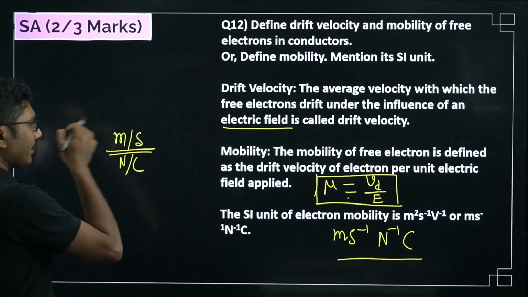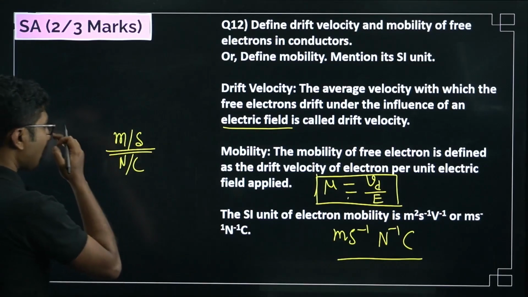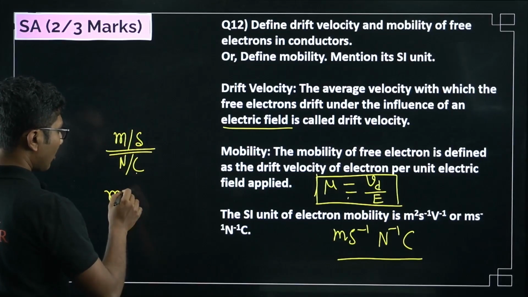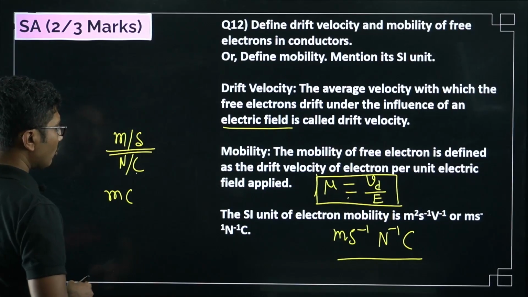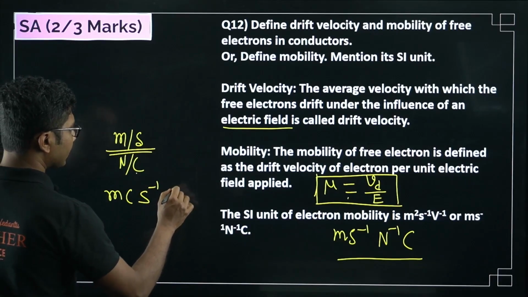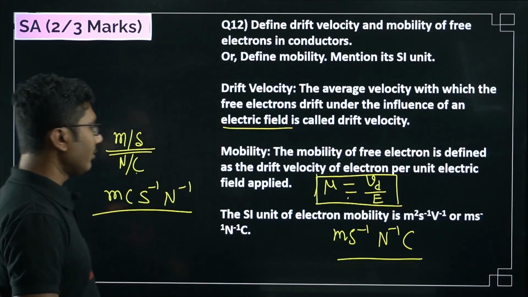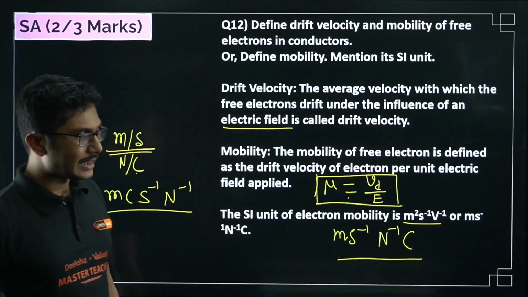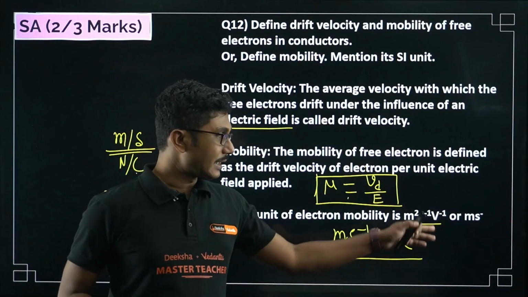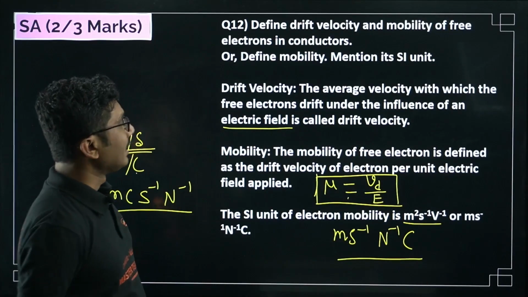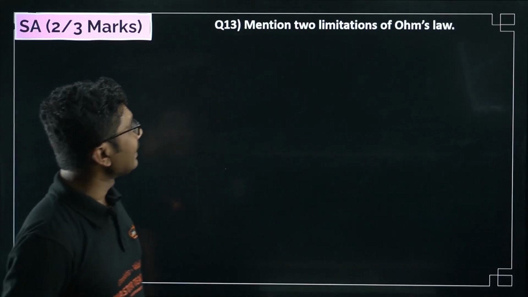If you don't know, you can leave it like this. This is also fine. Otherwise, meter is there, Coulomb is altogether in the division, so it will go up, and second inverse Newton inverse. This is the unit. Another unit is meter square second inverse volt inverse. That also you can write, because in this case the unit of electric field is taken in volt. Anyway, let's move on. Let's not complicate things.